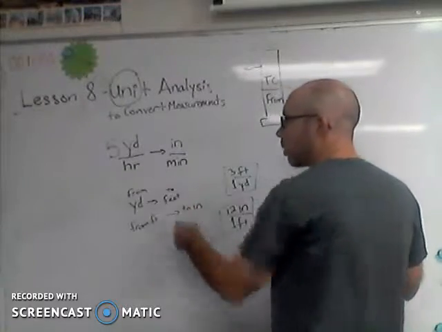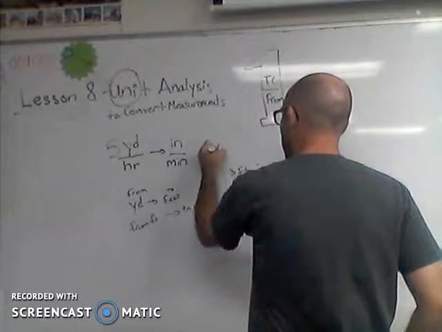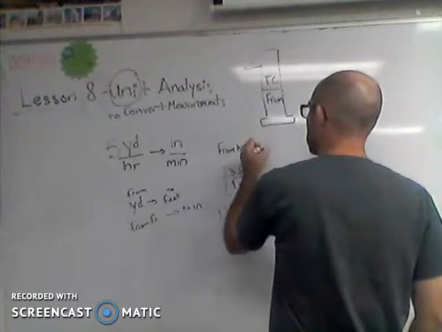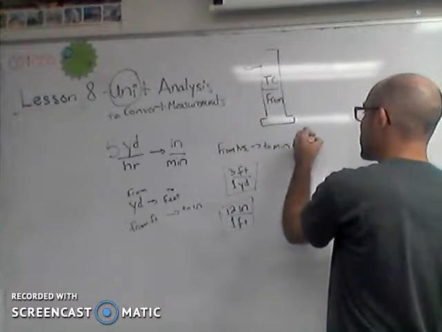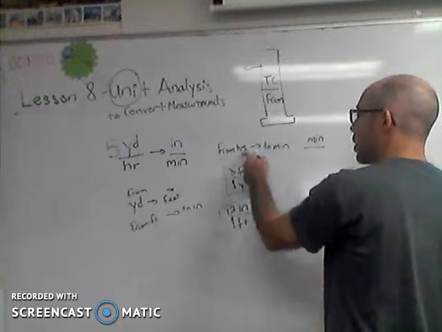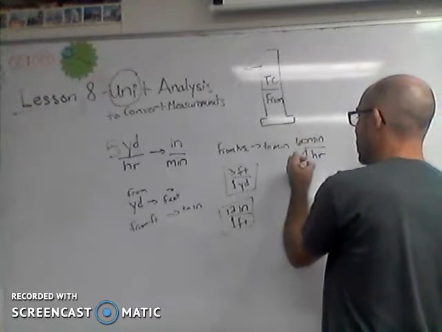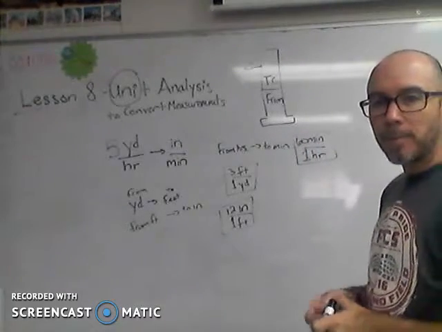But we also got here on the bottom, we're going from hours to minutes. Okay, so there's another one. We're going from hours to minutes. To goes on top, so we have to have minutes compared to hours, and 1 hour is 60 minutes. So we're going to need that one as well.